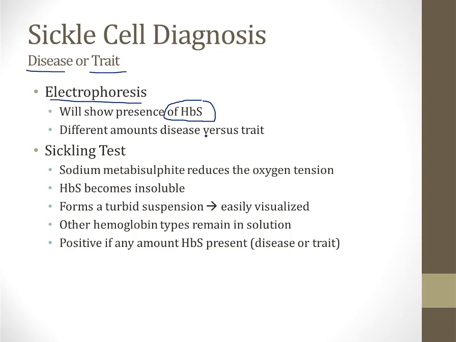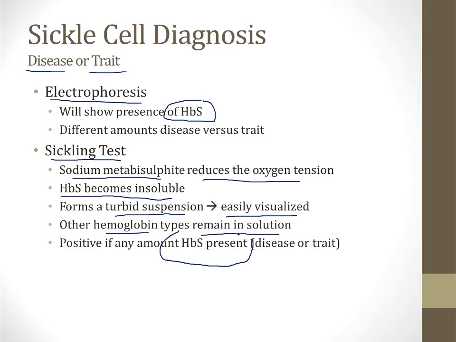A second test that is sometimes used is called a sickling test. In this test, you take a blood sample and you add a substance called sodium metabisulfite. This reduces the oxygen tension. Hemoglobin S will become insoluble as it does in the setting of low oxygen tension. This will form a turbid solution that is easily visualized. Other hemoglobin types will remain in solution. And this is a positive test if any amount of hemoglobin S is present. So it doesn't distinguish between the disease or trait. It just tells you that yes, hemoglobin S is present in the blood sample.